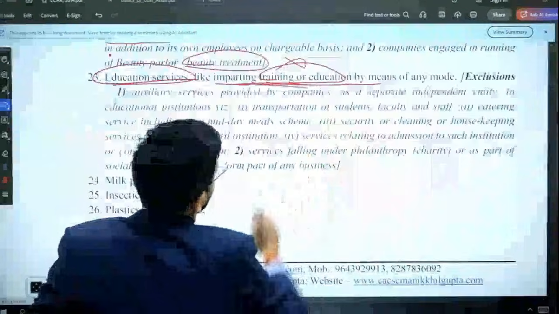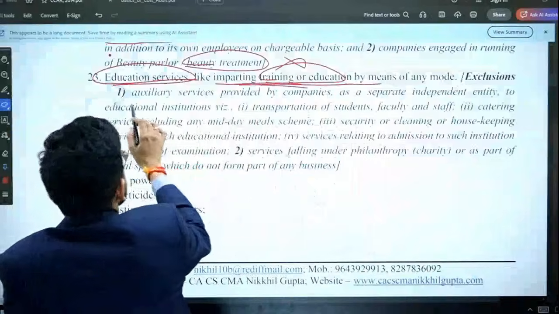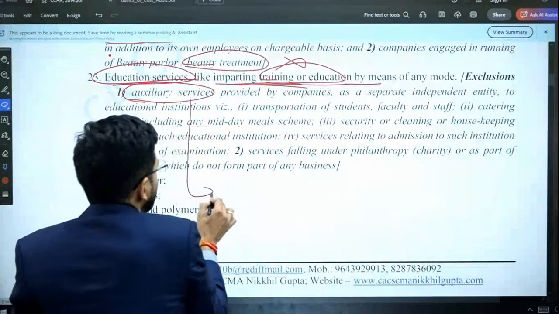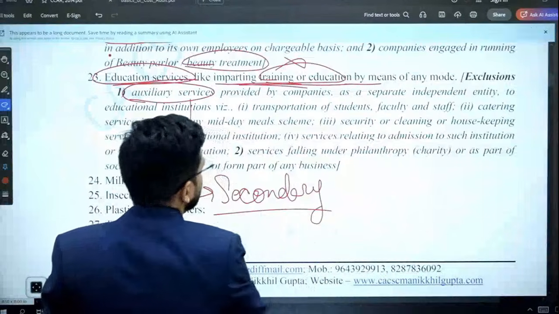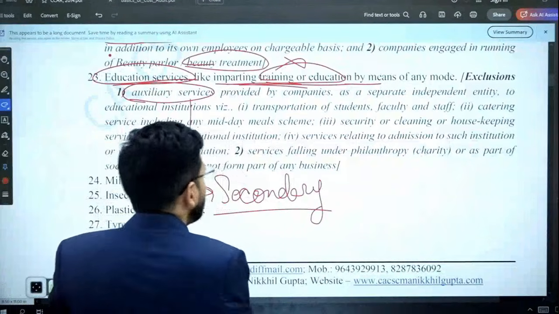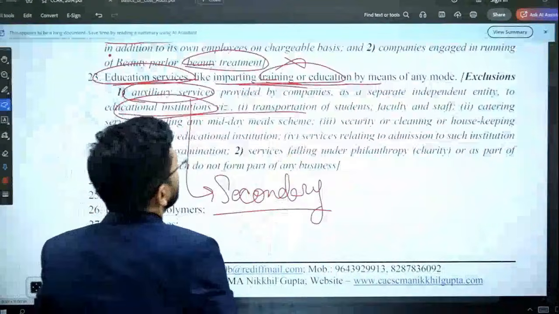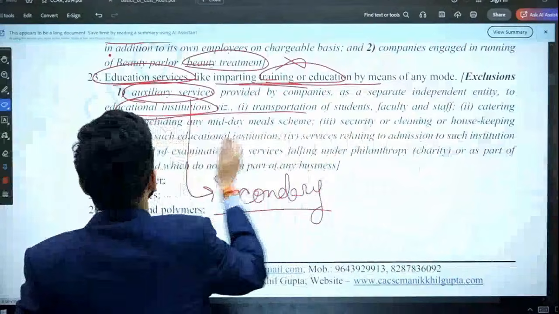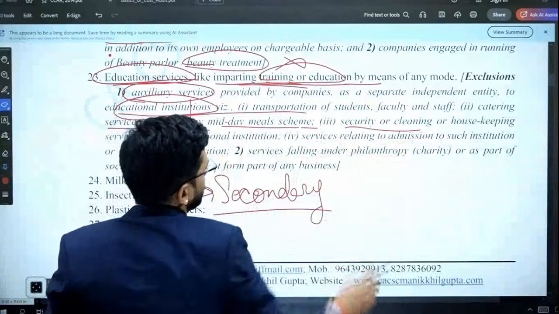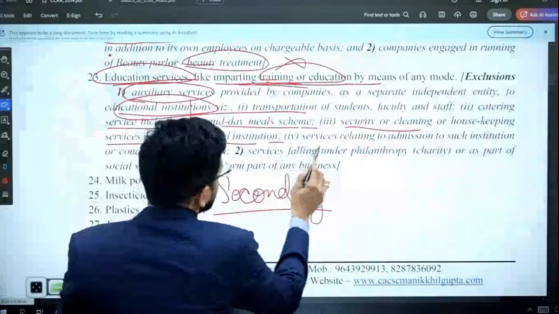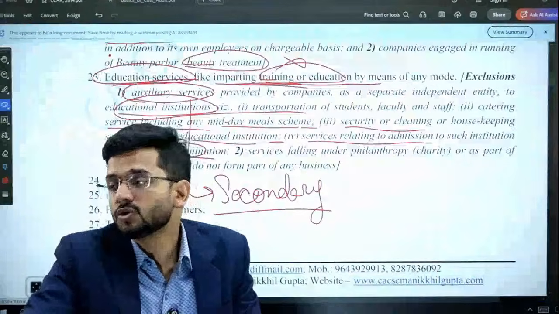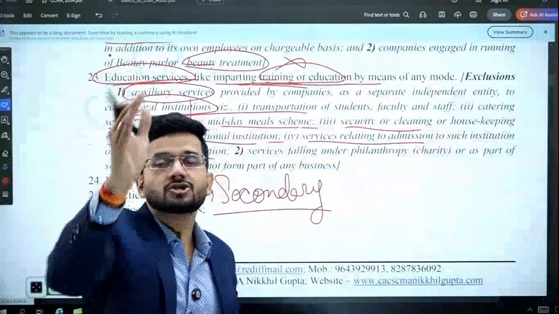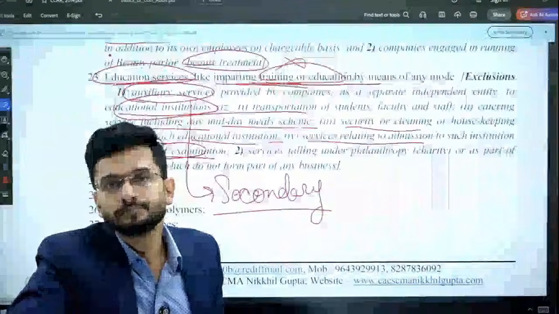So education services like imparting training or education by means of any mode. Exclusions, auxiliary services. Auxiliary means secondary services like food, like conveyance. Secondary services provided by companies as a separate independent entity to the education institute, like transportation of students, faculty, staff, catering services including midday meal scheme, security or cleaning or housekeeping services in such education institution, services relating to admission to such institution and conducting of exams are outside the purview of cost audit and cost records. So cost records are focused only on educational services, which means providing of education.